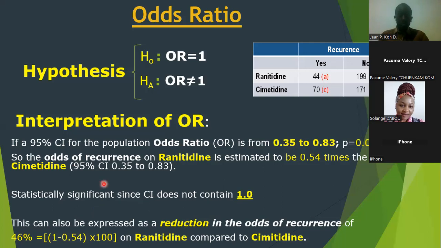And of course, the interpretation that we just gave is 0.54 times the odds on cimetidine. Then you can also interpret it the other way around, with the reduction. You take that 0.54, like you have here, 1 minus 0.54, it will give you another fraction. You multiply by 100, you have 46%. And how do you interpret that? You simply interpret that the odds of reoccurrence with ranitidine reduce by 46% compared to the odds of reoccurrence with cimetidine. So you can then see the percentage of reduction if those people are treated with ranitidine. That is the reduction of the occurrence of the disease.